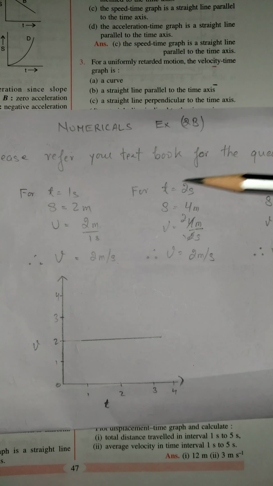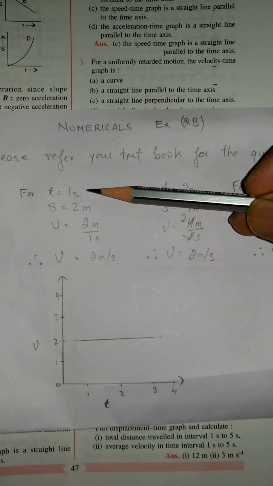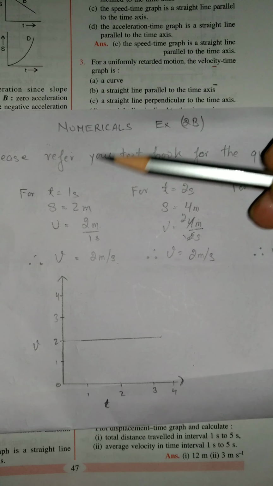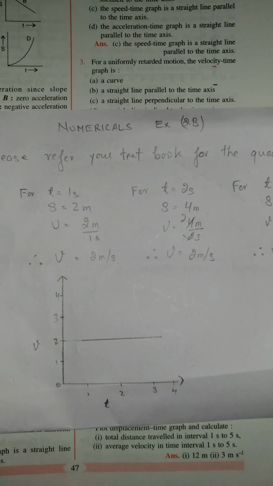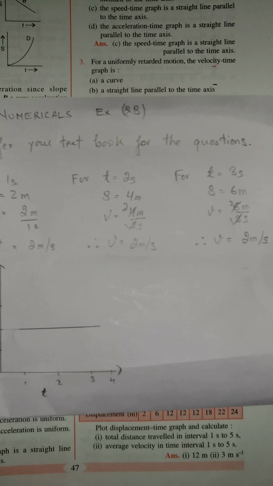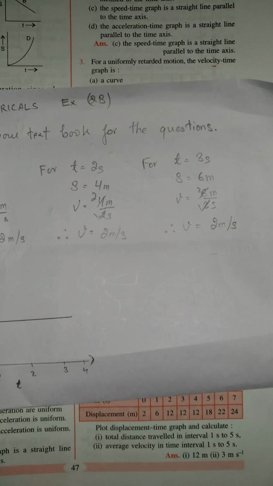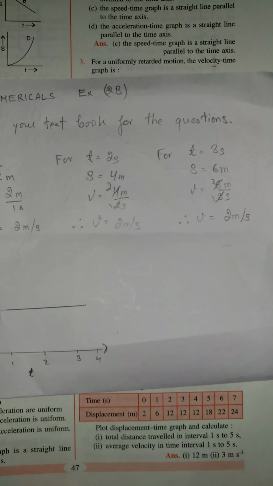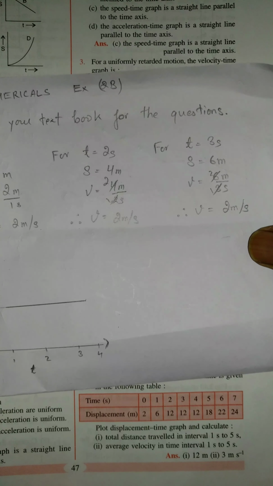So for the first time which is given to us, which is 1 second, if t equals 1 second, then s equals 2 meter from the graph, and using the formula for velocity, which is displacement by time, I'm getting 2 meter per second. Similarly, for t equals 2 seconds, displacement will be 4 meter, and using the velocity formula, which is again displacement by time, I'm again getting 2 meter per second. And similarly, for time equals 3 seconds, I have calculated velocity as 2 meter per second. So every time we see that the velocity's value does not change, which means it is a uniform velocity.